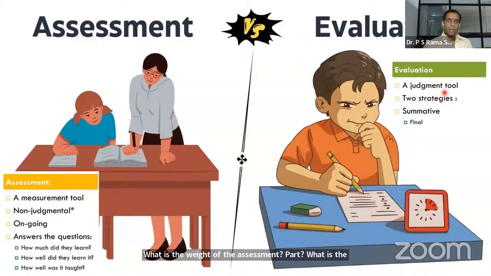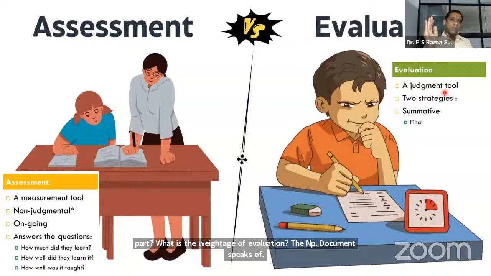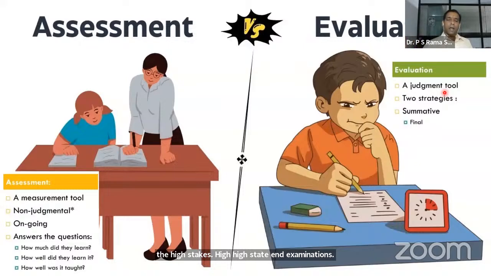The NEP document speaks of removing the high-stake end examinations. Now say 80% or 70% weightage is there for the end examination, whereas the continuous assessment part has only 20% or 30%. So is it balanced? Is it uniform for all the courses, or is it variable for different courses?